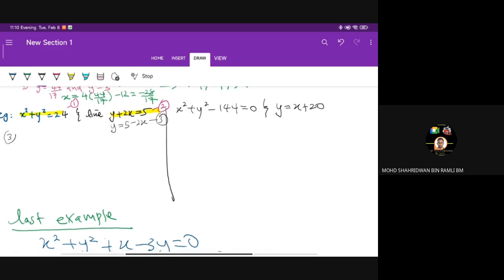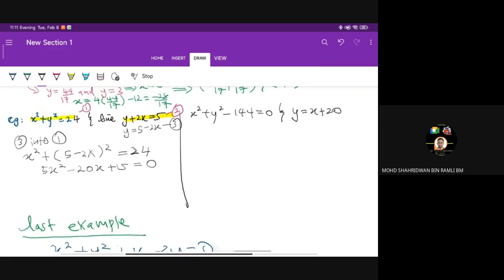And then you will substitute equation number 3 into 1. So it will be x squared plus (5 minus 2x) squared equal to 24. Simple, right? Okay, next, after you expand this, it will be 5x squared minus 20x plus 15 equal to 0.